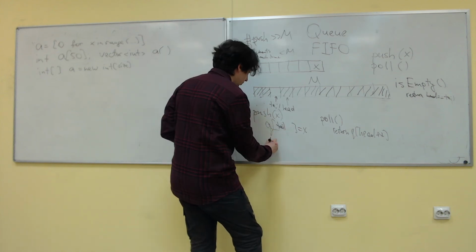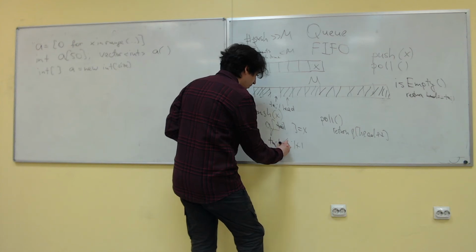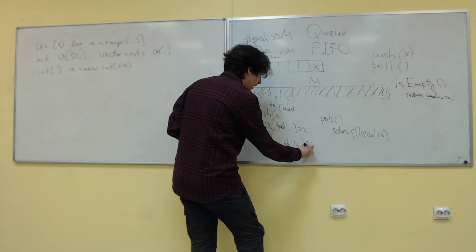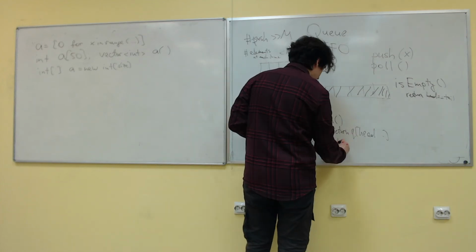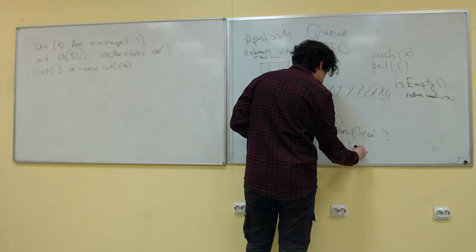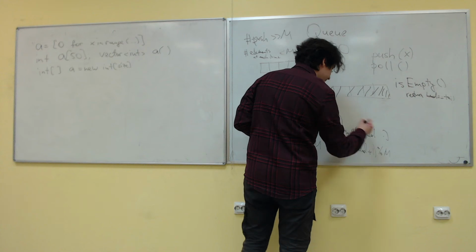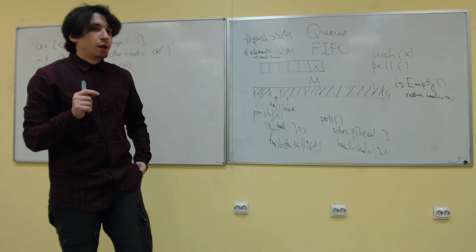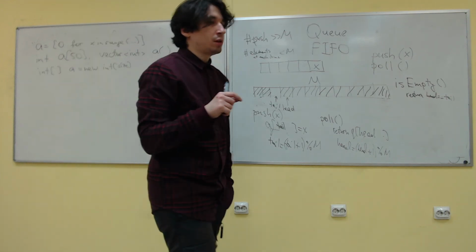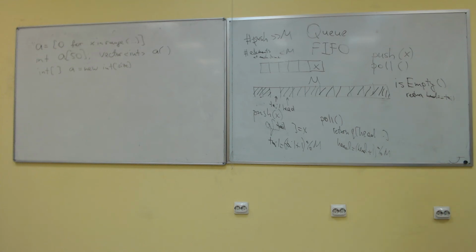So you just have to do that: tail equals tail plus 1 modulo m. And the same with the head: head equals head plus 1 modulo m. So yes, you can do this using the circular queue, as we talked about.